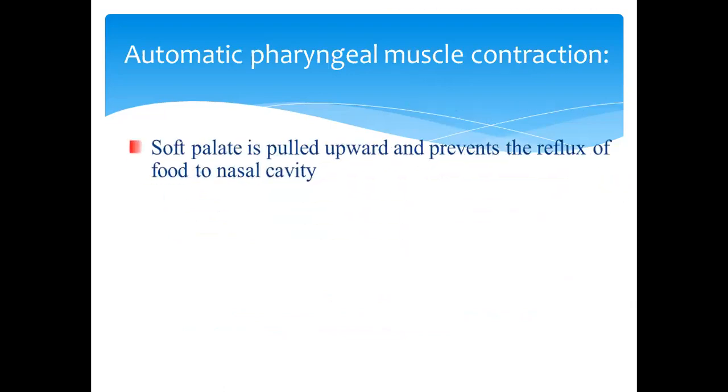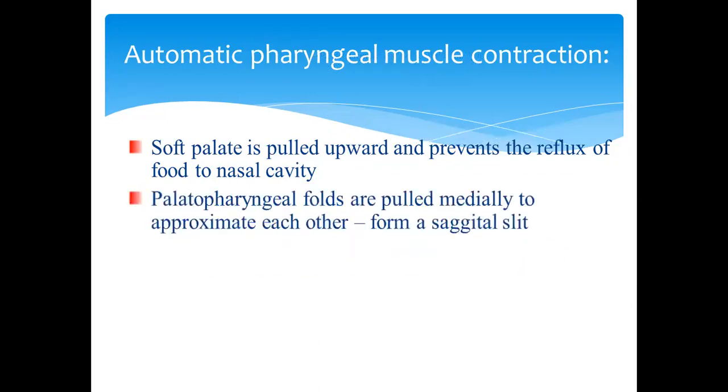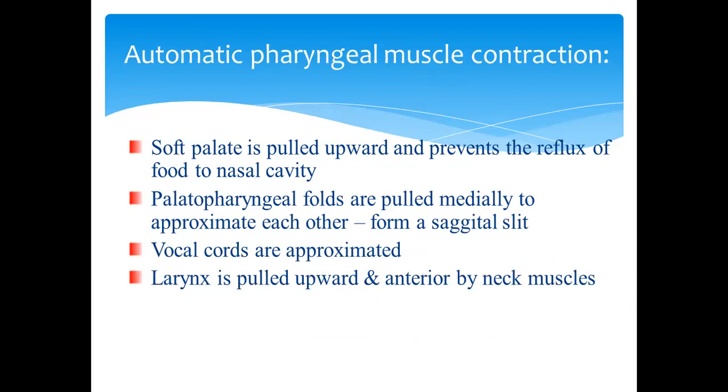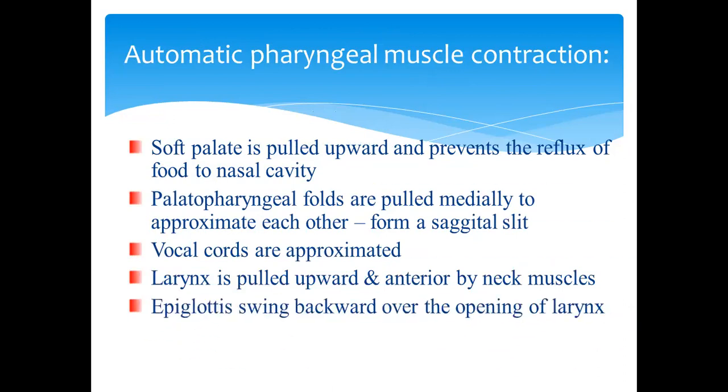With the automatic pharyngeal muscle contraction, the soft palate is pulled upward and prevents the reflux of food into the nasal cavity. Then the palatopharyngeal folds are pulled medially to approximate each other, forming a sagittal slit. Then the vocal cords are approximated. The larynx is pulled upward and anterior by the neck muscles, and the epiglottis swings backward over the opening of the larynx.